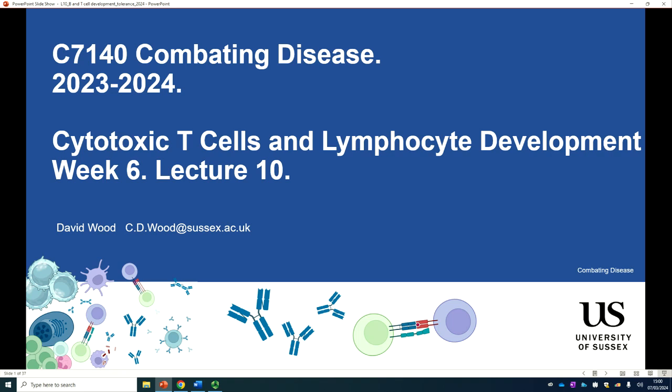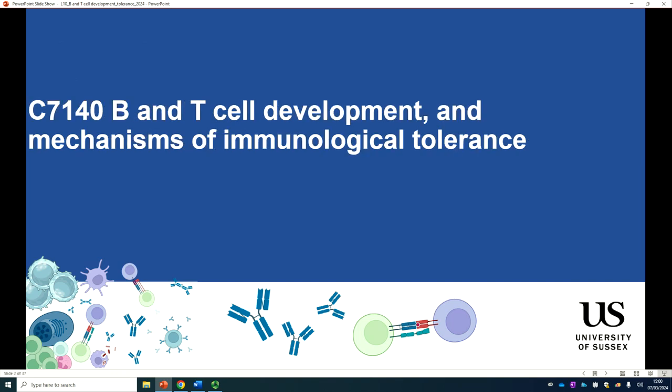Okay, so this week we're continuing on looking at cytotoxic T cells and lymphocyte development. But today our focus is going to be on B and T cell development, as well as looking at immunological tolerance and how that is mediated.